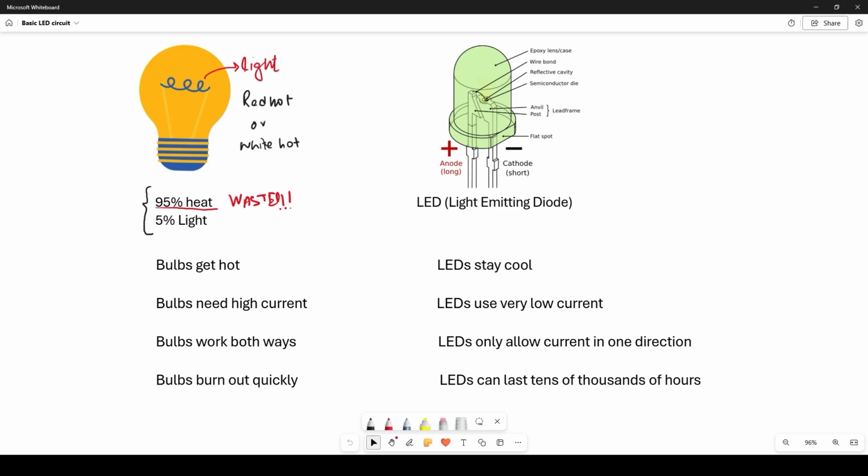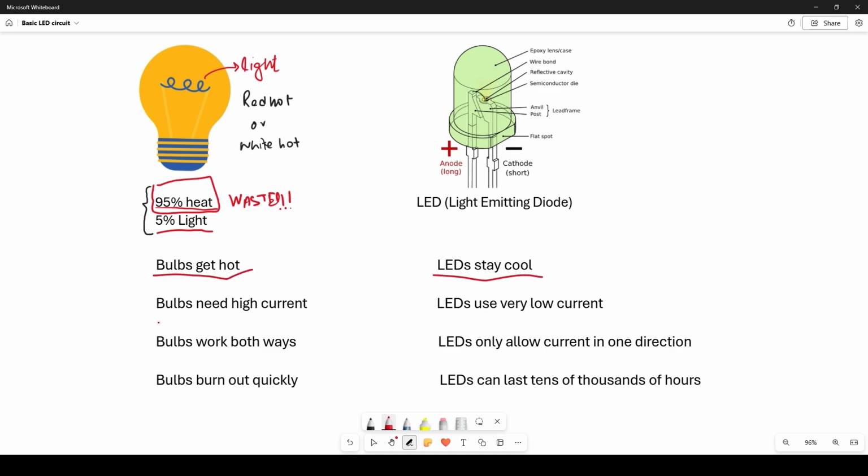So if you look at the whiteboard, you'll see that 95% of it is wasted as heat and only 5% is converted to light. An LED, however, is incredibly efficient. It produces light without heat, uses far less energy, and lasts much longer. So I've mentioned some differences between a bulb and an LED. A bulb gets hot when it's running, an LED stays cool.